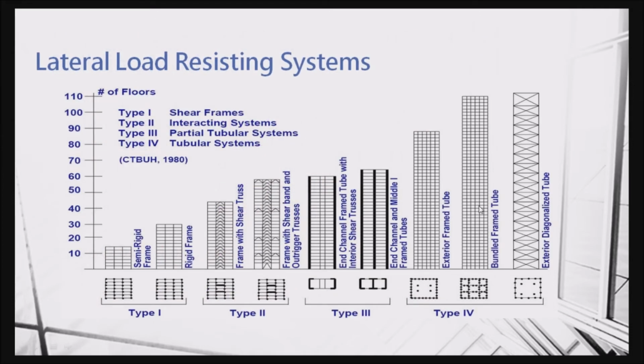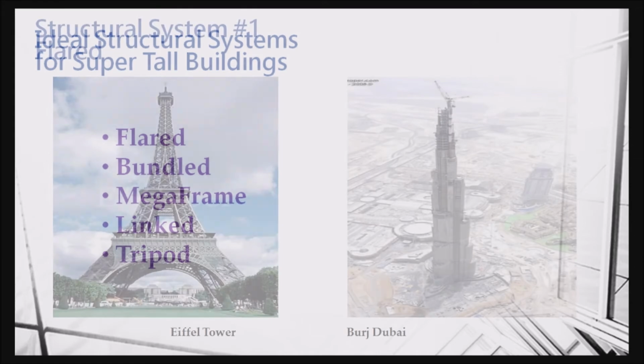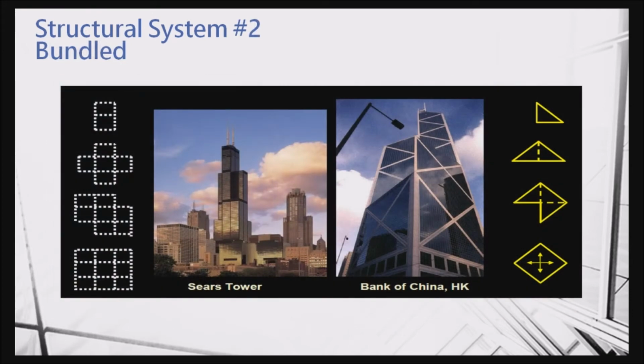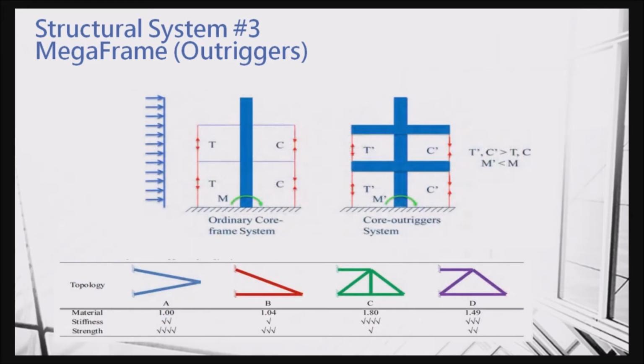You can see the different forms of buildings. This is the so-called outriggers system you normally see for many super tall buildings. Let me show you some different forms of tall buildings. The first one is the Eiffel Tower, and the second one we call the bundled mega frame with outriggers system. The left hand side is the one without the outriggers system.